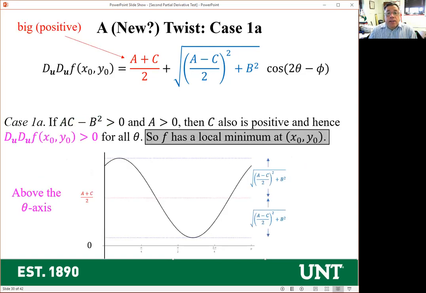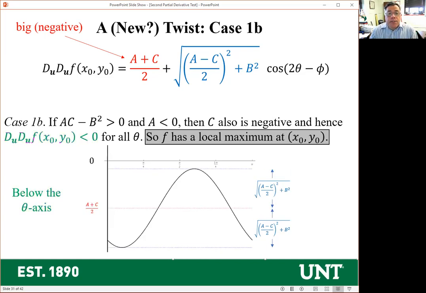So case 1a, suppose that AC minus B squared is greater than 0, and suppose also that A is greater than 0. With a little bit of algebra, we see that C also has to be greater than 0, and therefore the term in red must be positive. And not only is it positive, but it is bigger in magnitude than the amplitude of the trig function. So if I take a look at the graph, that means the graph must always be above the theta axis. The vertical shift is bigger than the amplitude. And therefore, the second directional derivative in the direction of u must always be positive. And therefore, it's a local minimum.